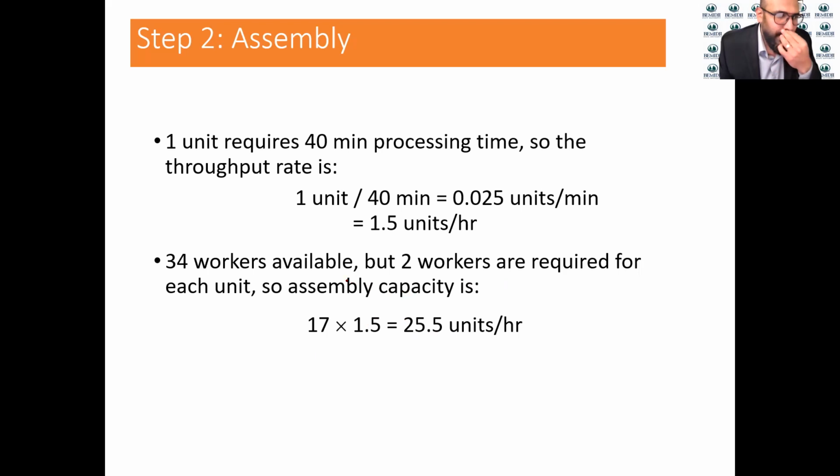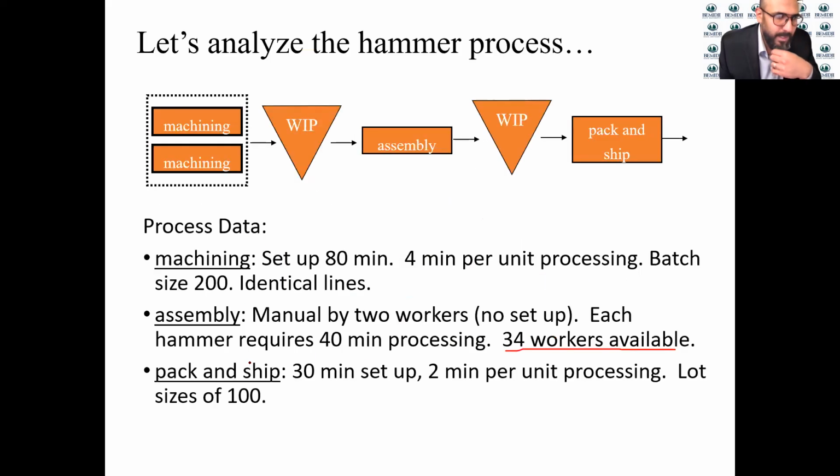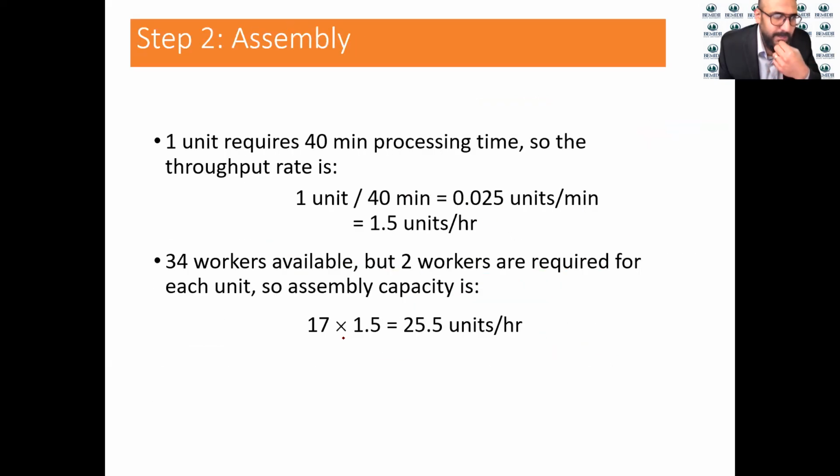All right, again for the assembly, let's go back to the information. In assembly, we have 2 workers on 1 job, which requires 40 minutes of assembling. 40 minutes to assemble 1 unit. So we can do 1.5 units per hour.